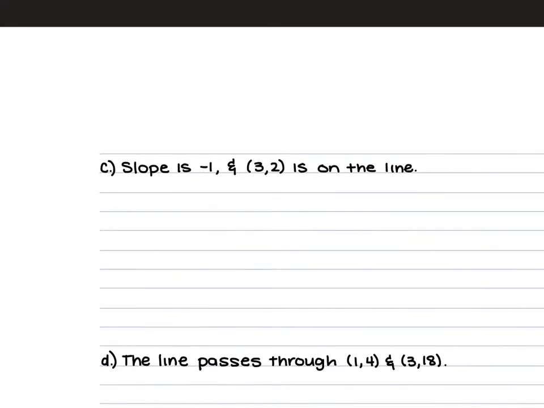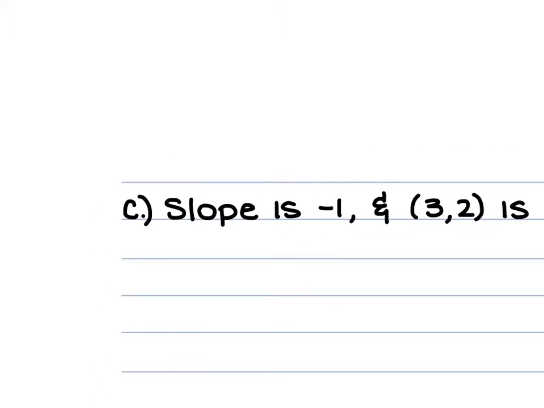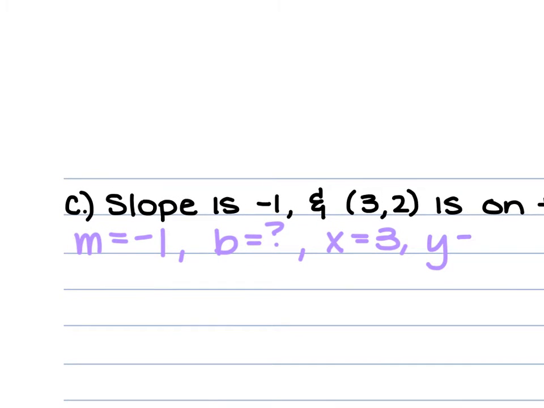For c, they give us the slope of -1 and the point 3, 2. So we're going to do the same thing. Our slope, our m, is -1. Our b we don't know. Our x is 3, and our y is 2. So y equals mx plus b. Y is 2, is equal to m, -1, times x, which is 3, plus b.